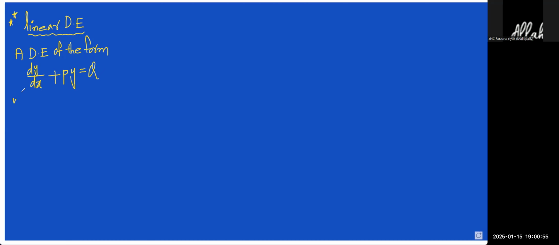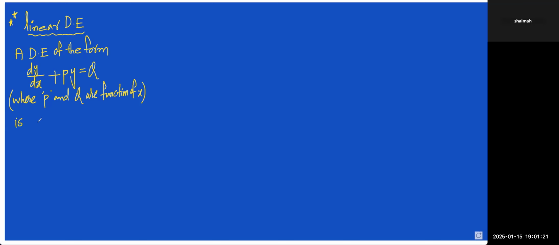where p and q are functions of x. This is in brackets. It is called a linear differential equation.